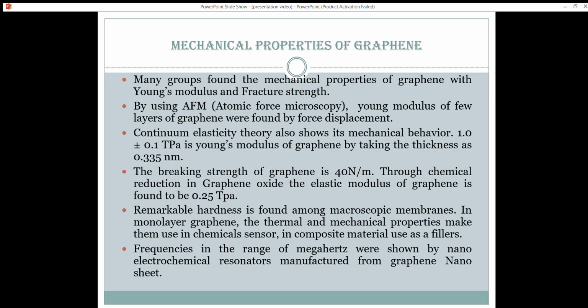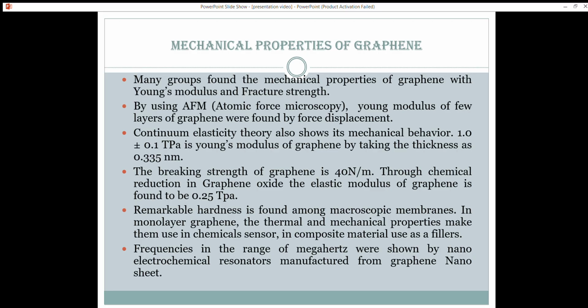Continuum elasticity theory also shows its mechanical behavior. 1.0 plus minus 0.1 TPa is the Young modulus of graphene, taking the thickness as 0.335 nanometers. The breaking strength of graphene is 40 Newton per meter. Through chemical reduction of graphene oxide, the elastic modulus of graphene is found to be 0.25 TPa. Remarkable hardness is found among macroscopic membranes.